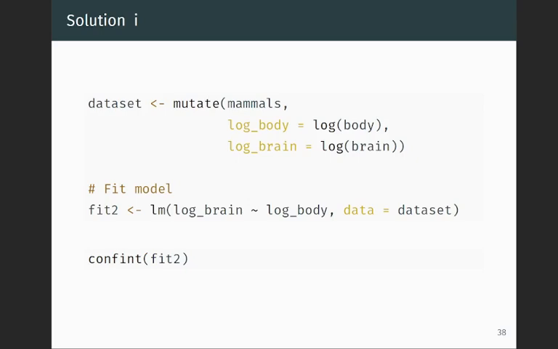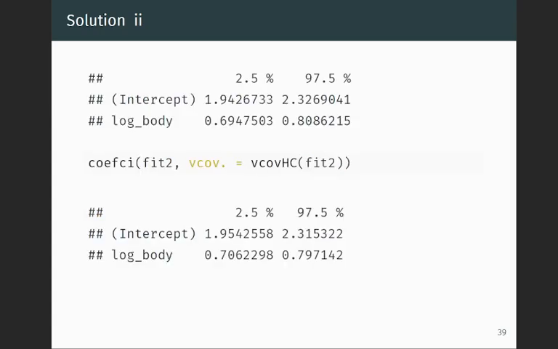Here's the solution. Here I'm defining again the same data set we had earlier. I'm using a slightly different function just to show you we can do this in multiple ways. Before, I used the transform function; here I'm using the mutate function from the tidyverse. The rest of the code is what we saw earlier: log brain tilde log body, and then data equals data set. Let's look at the usual confidence intervals first. What we get is about 0.69 to about 0.81. So that's the usual confidence interval for log body.